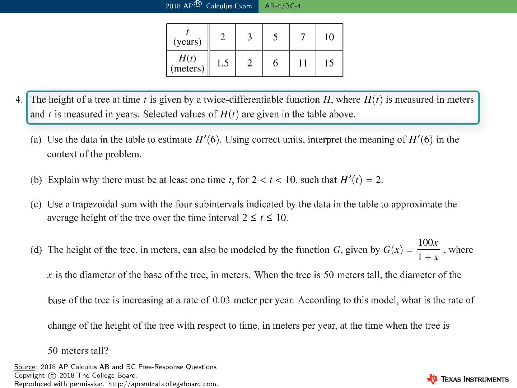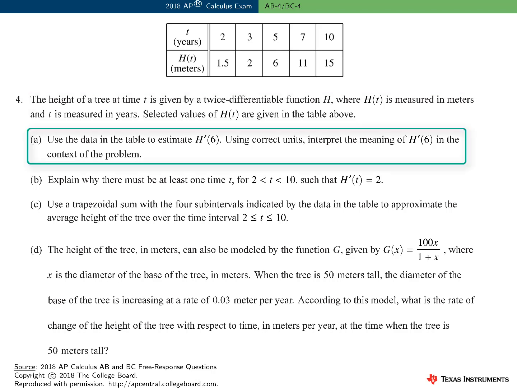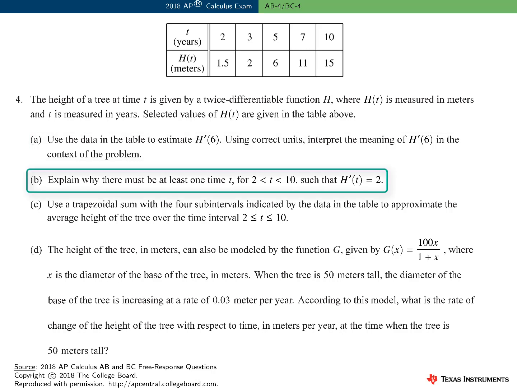This problem involves the height of a tree and a table of values. The height is given by a twice differentiable function h, and selected values of h of t are given in the table. In Part A, use the data in the table to estimate h' of 6 and interpret the meaning of h' of 6 using correct units.